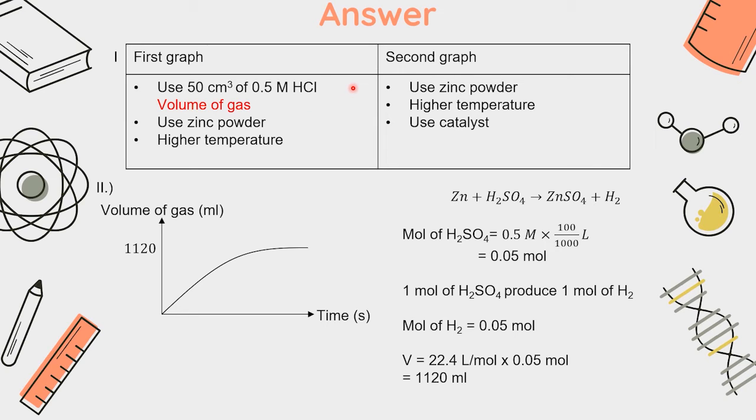For our second graph, curve y has a higher initial rate but produces the same amount of product as curve x. So we can increase the rate by using zinc powder instead of granulated zinc, using high temperature, and we can add a catalyst to speed up our reaction.